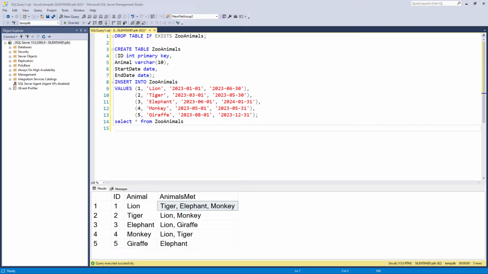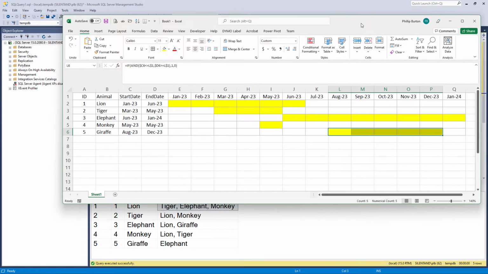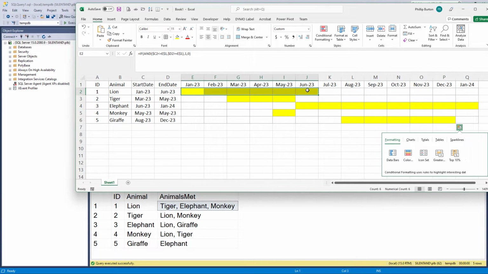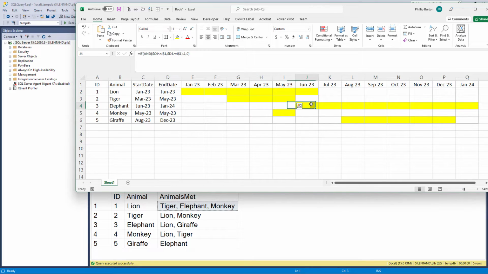So another way of looking at this is in a Gantt chart. And here is a Gantt chart in Excel. So you can see that the lion, who was there between January and June, will have met the tiger, the elephant, and the monkey at some point. The tiger would have met the lion and the monkey. The elephant would have met the lion and the giraffe. The monkey would have met the lion and the tiger. And the giraffe would have met the elephant. So that is what we want.